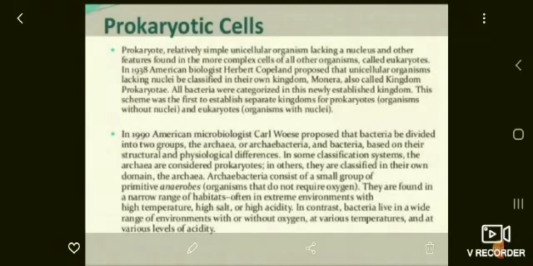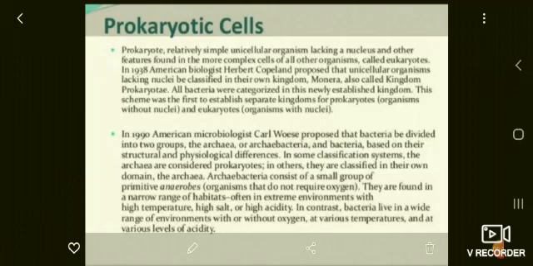So in case of prokaryotic cells, they are simple unicellular organisms having other features, that is nucleus absent, whereas other features which are found in more complex cells of all the organisms are called eukaryotes.